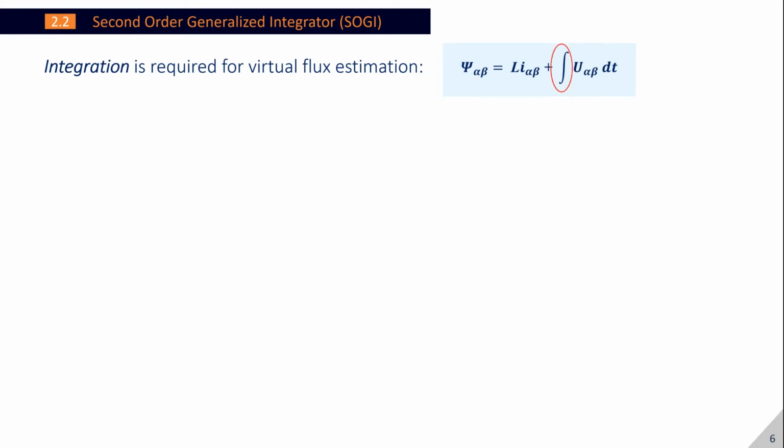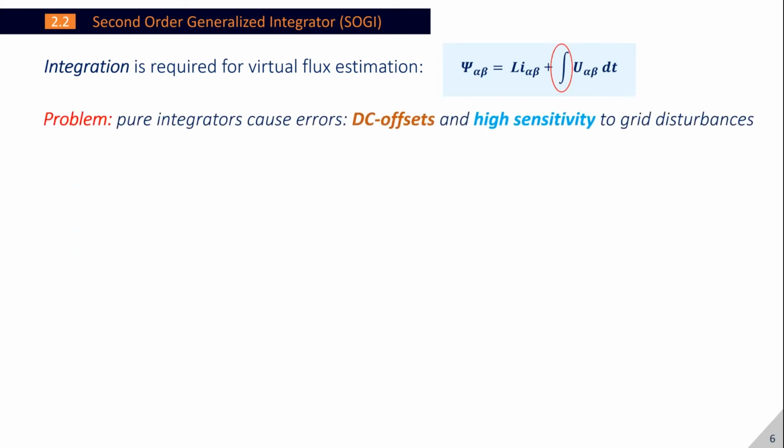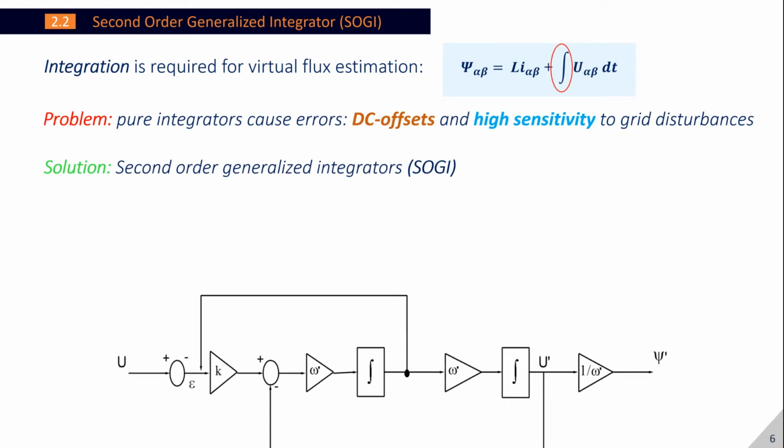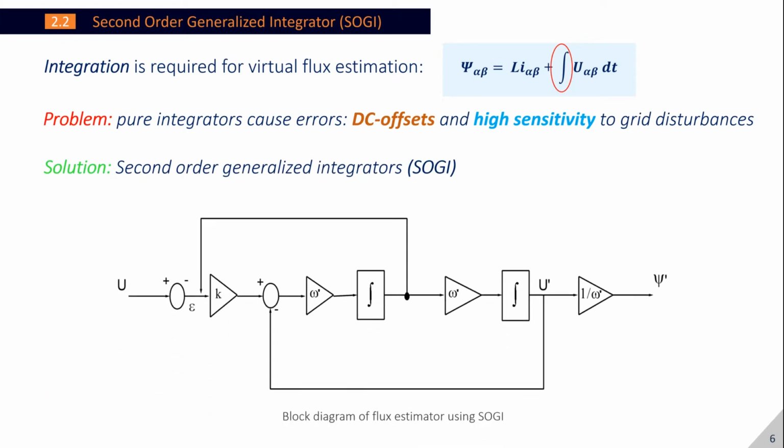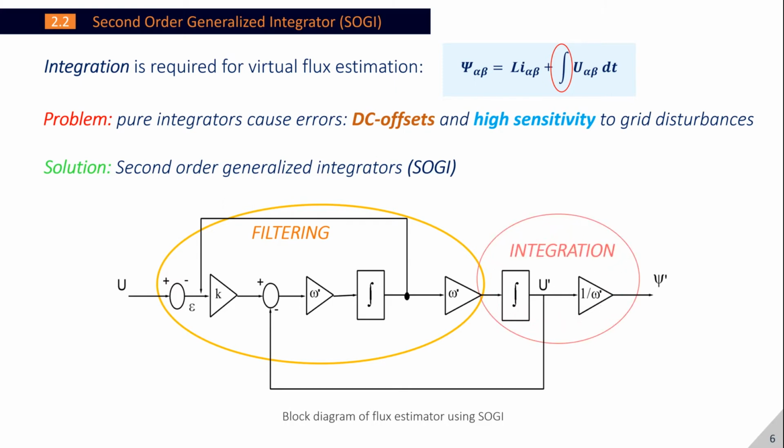Now, this could be troublesome because pure integrators are often known for their DC offsets and high sensitivity to grid disturbances. So to go around that again, we use second-order generalized integrators, or just SOGI. Now, briefly, what SOGI does is that it takes the signal that we want to integrate, filters it out from all unwanted components, then it performs the integration.